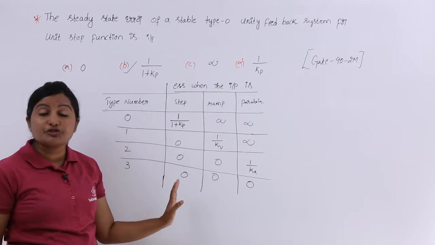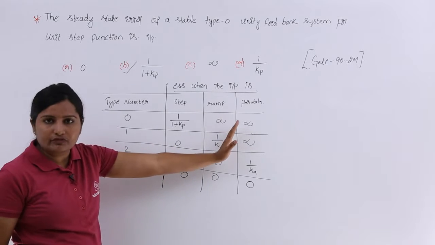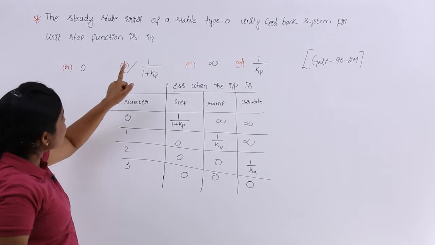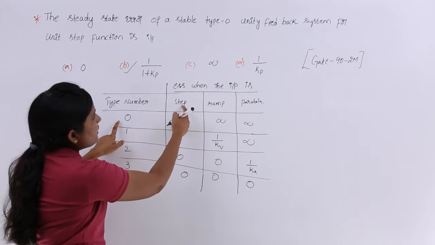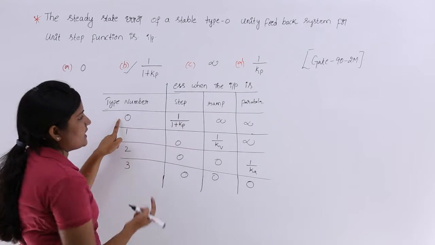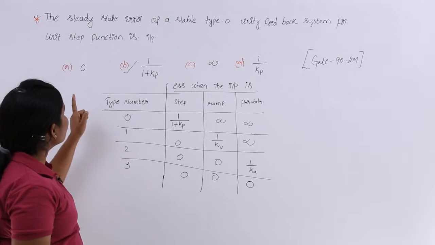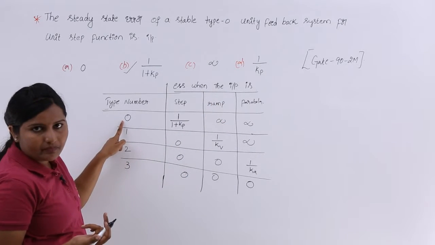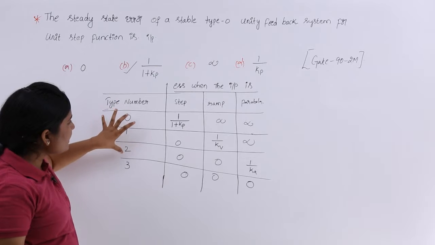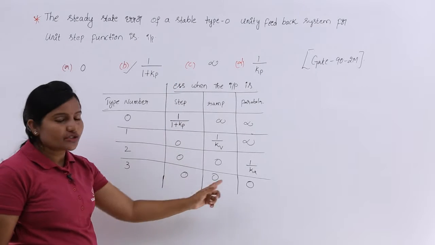This is the table which shows you the steady state error for a type of system for a specific input. For example, what they are asking in our problem is the steady state error of a stable type 0 unity feedback system for a unit step function. For unit step function it is 1 by 1 plus Kp. If they ask the steady state error of a stable type 0 unity feedback system for unit ramp, it is equivalent to infinity. Steady state error for unit parabola for a type 0 system is also infinity. So, the combination of type number and input signal is here, and according to the problem given, you need to choose your answer.